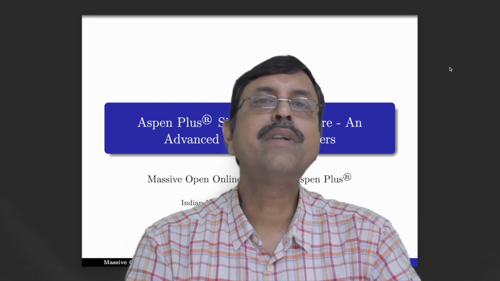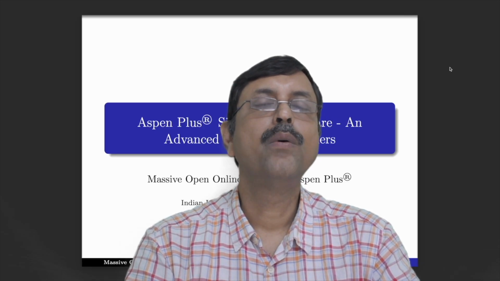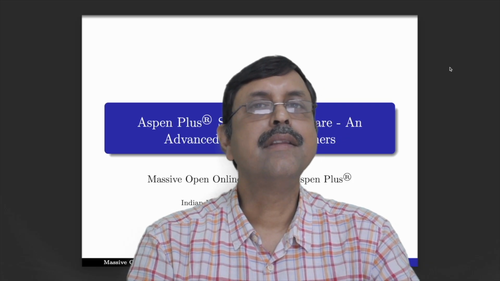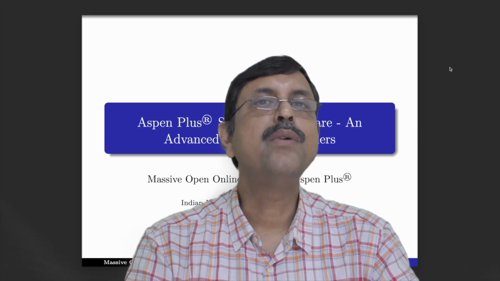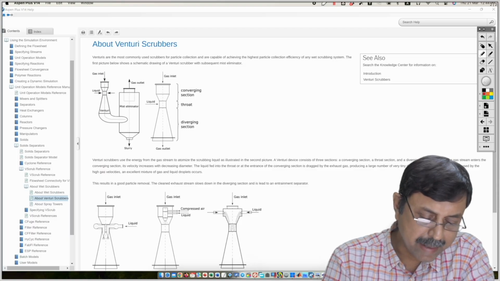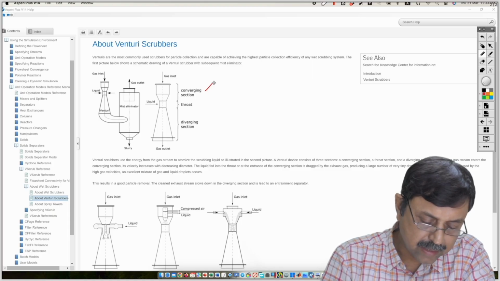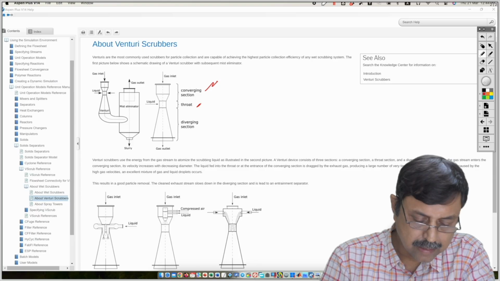Usually there are two types of scrubbers that Aspen Plus can handle. One is the Venturi type scrubber, another is the spray tower type scrubber. Let us understand how they work. This is a schematic diagram of a Venturi scrubber. It has a converging section, a throat of Venturi, and a diverging section.